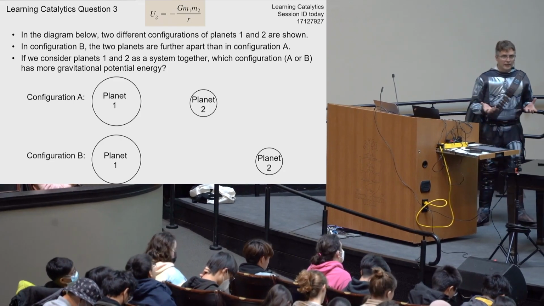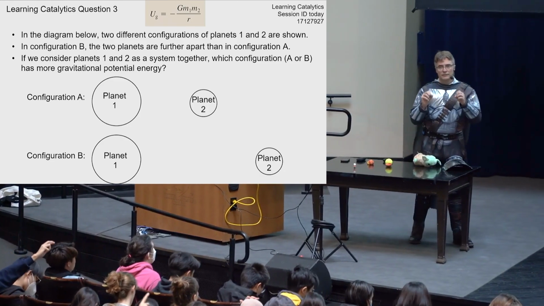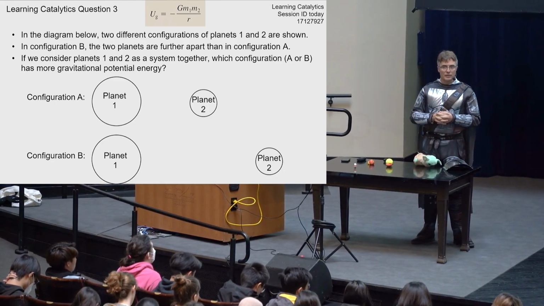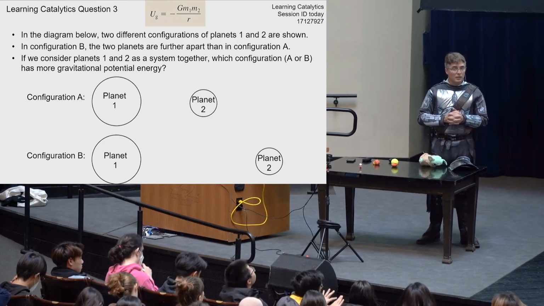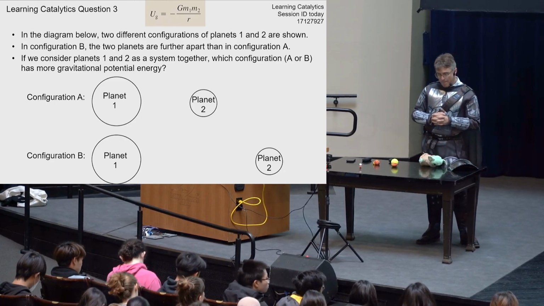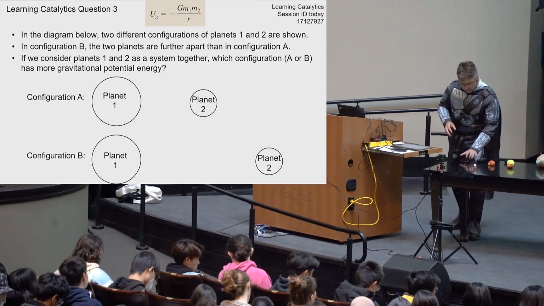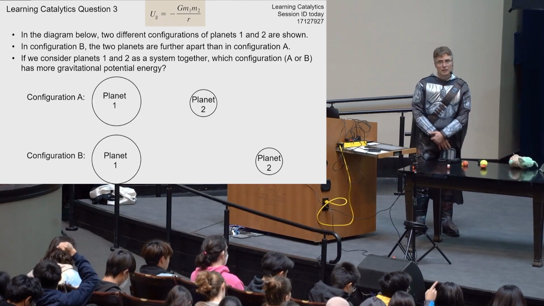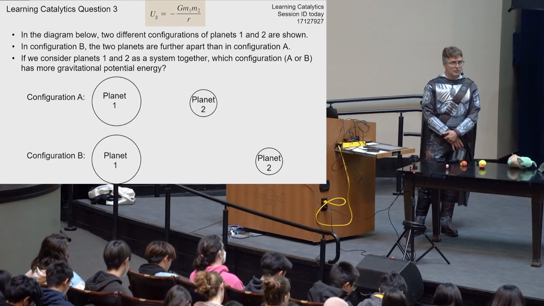So these are two planets. Imagine that they're the only two objects in the universe. In one configuration, they're close, and in configuration B, they're farther apart. The question is simply, which has more gravitational potential energy? Check your neighbor. It's a pretty quick one.